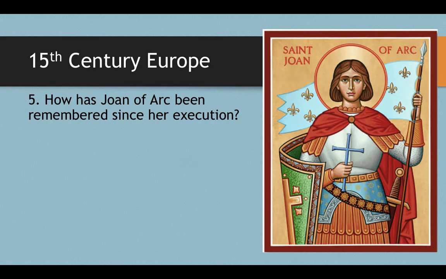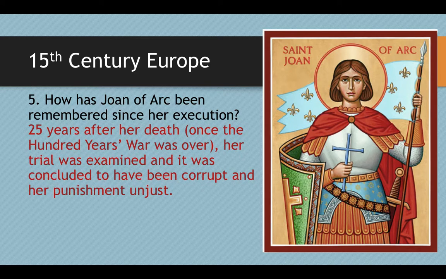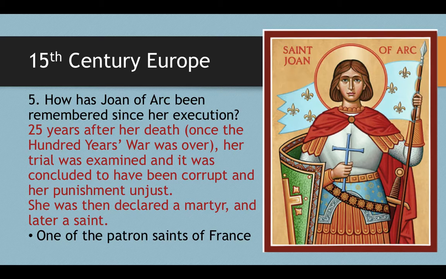But since her execution, she has been remembered very positively by history. About 25 years after her death, once the Hundred Years' War was finally over, her trial was re-examined by neutral parties, and it was concluded that the people who conducted the trial had been corrupt and her punishment had been unjust, that she did not actually deserve to die. At that point, she was declared a martyr, which remember is someone who dies for religious reasons, and later she was named a saint. So she is seen as one of the patron saints of France, Joan of Arc.